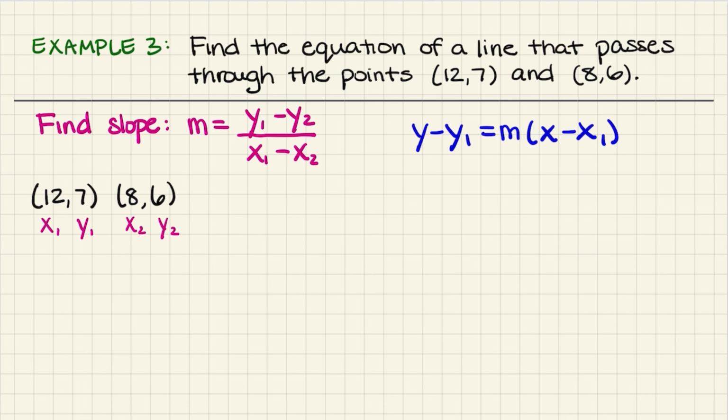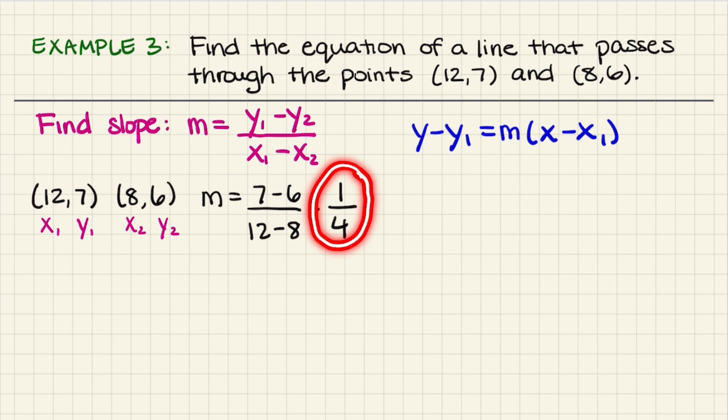And then we can plug it into our formula. M equals y1 minus y2 is going to be 7 minus 6, so 7 minus 6 on top over x1 minus x2, which is 12 minus 8 on the bottom. So 7 minus 6 gives us 1, and 12 minus 8 gives us 4. So now we have our slope, and we can plug in all our information into our equation now.